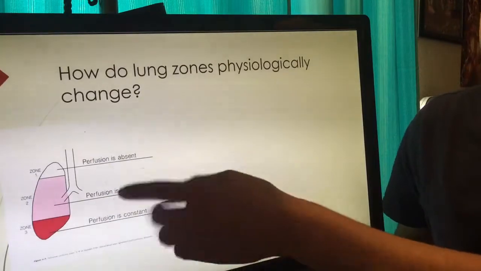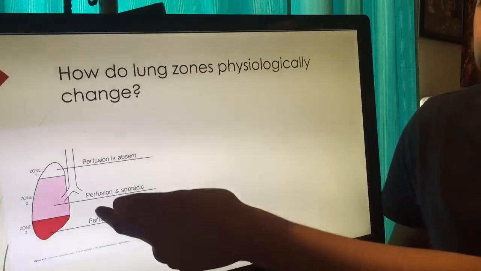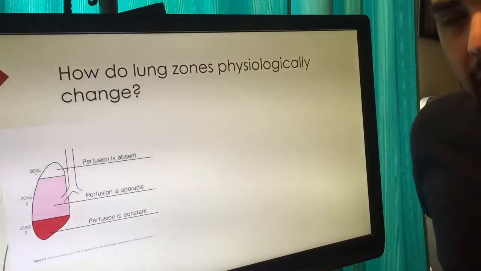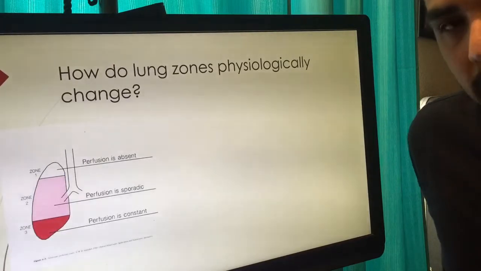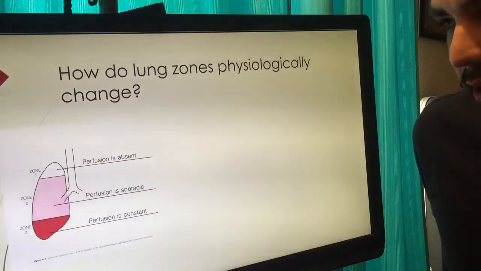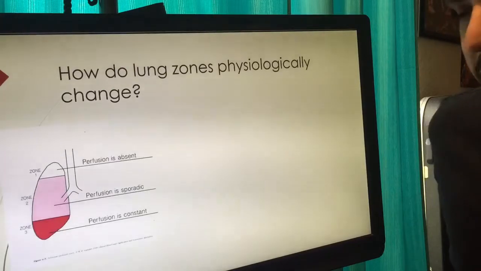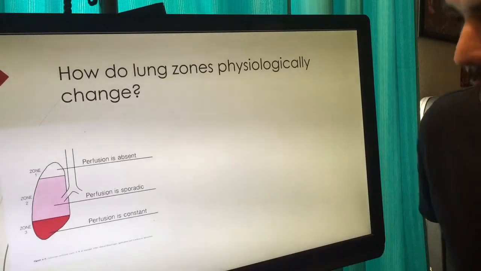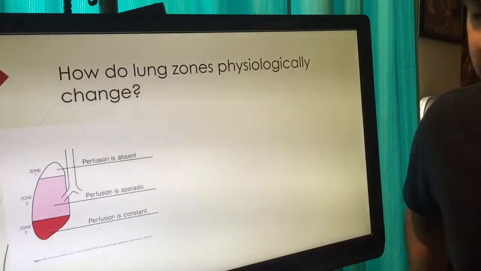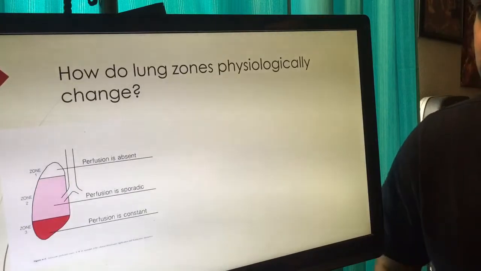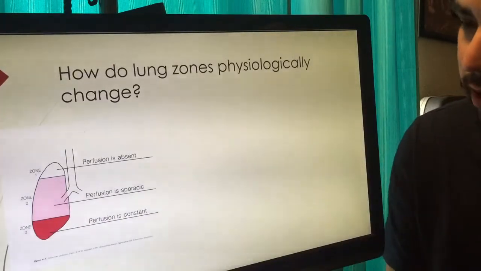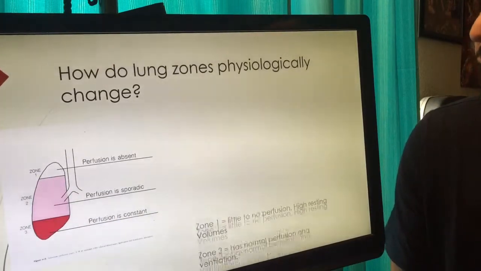As you can see here, I like this picture because it says perfusion is absent for the first zone, and that's because there's a higher pulmonary alveolar oxygen tension in that area than the arterial blood. I said pulmonary, but it goes both ways. Zone 2 perfusion is sporadic or intermittent flow, or it's just pulsatile. Basically, there's always blood flow coming in and out like a waterfall, which then leads into Zone 3, where perfusion is constant.